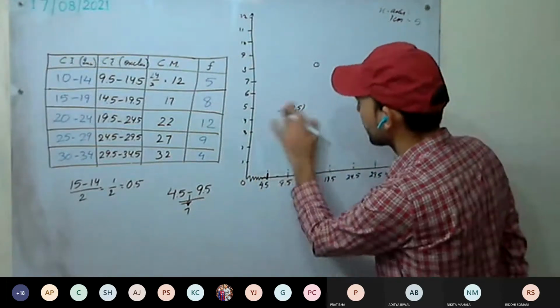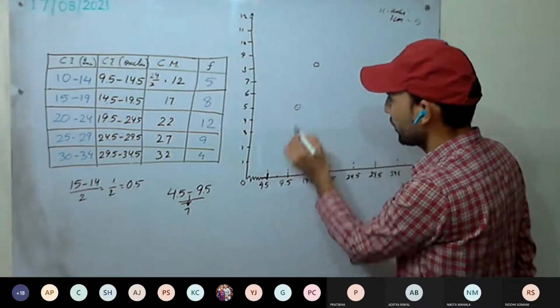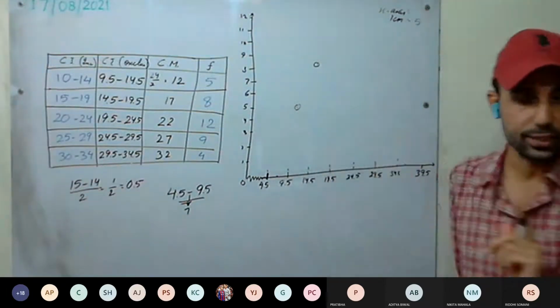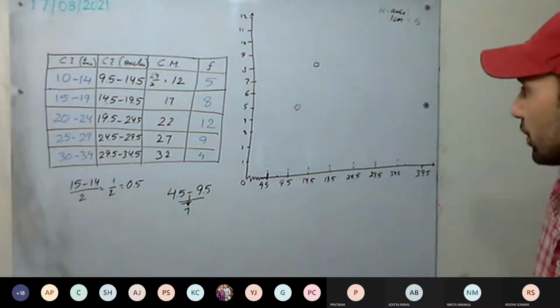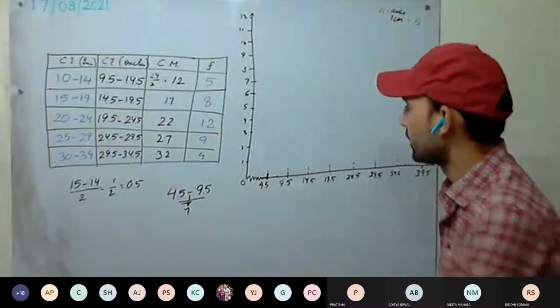12, 8 here. This way we can join and draw. This is fine without the histogram. Now with the histogram, how can you draw?